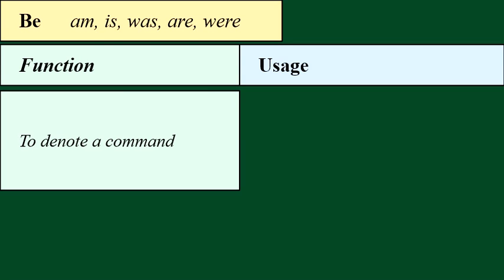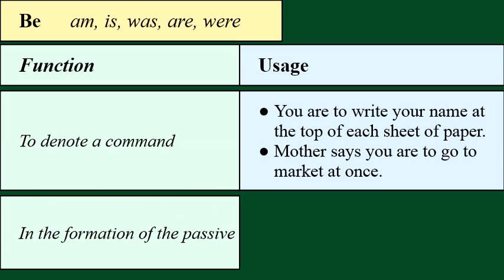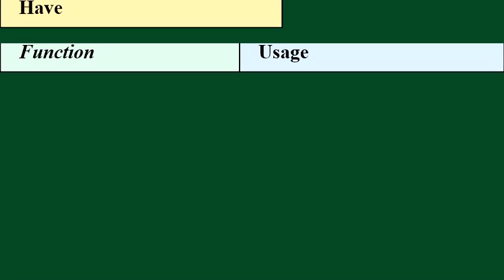It is used to denote a command. The examples are: You are to write your name at the top of each sheet of paper. Mother says you are to go to market at once. It is also used in the formation of the passive. Example: Active, he catches the ball. Passive form, the ball was caught by him.